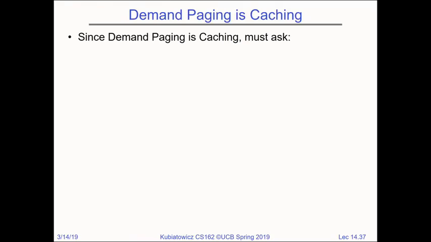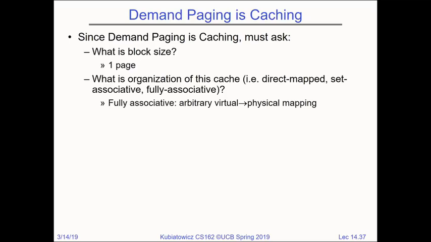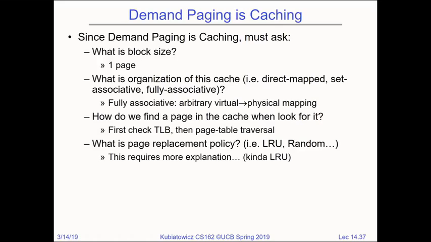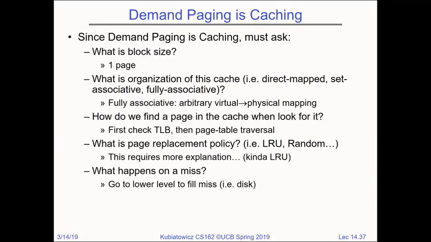So demand paging is caching. And so we can ask questions like, what's the block size of this cache? One page. What's the organization of this cache? It's fully associative. We talked about this last time. Why? Because arbitrary virtual to physical mappings are possible. We can put any physical page into any spot in the virtual memory. How do we find a page in the cache? First we check the TLB, then we do page table traversal. What's the page replacement policy? LRU, random. We're going to do something that approximates LRU, for instance, with the clock algorithm. What happens on a miss? We go to the lower level to fill the miss off the disk.